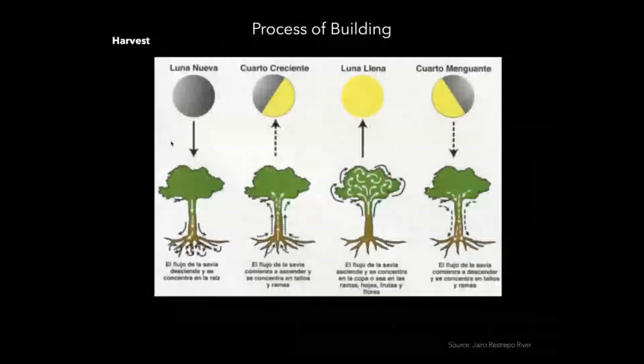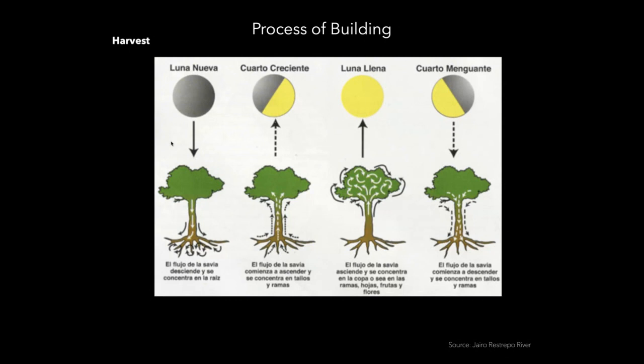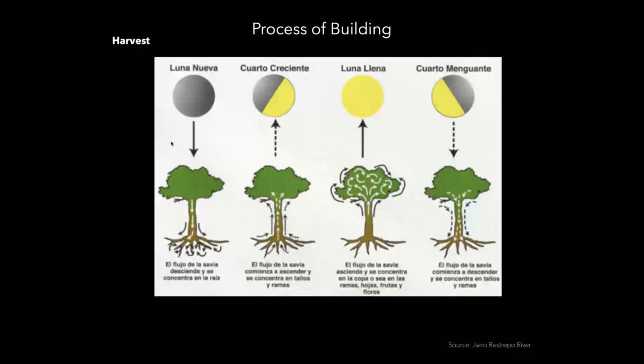Thinking about harvest, this is in Spanish, but I hope you can directly see what's going on here. Basically, it's really important to harvest the bamboo at the right time. I've just shown this tree as an example, but the next slide is the bamboo one. Because at the highest point, when it's the full moon, obviously we know that gravity will kind of suck the water upwards. And so you're going to have a higher concentration of water at the full moon.